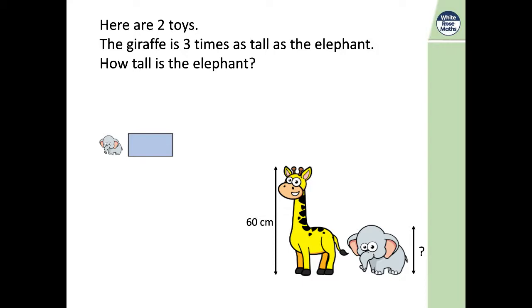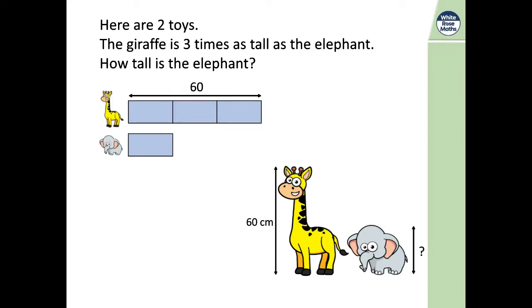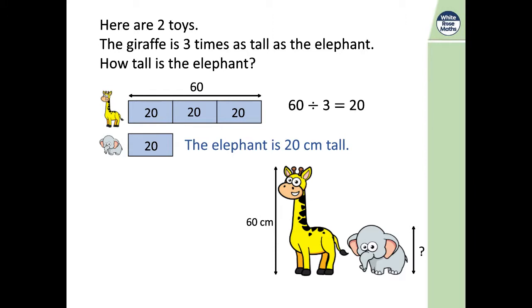Let's put it as a bar model to help us. So we've got our elephant here and our giraffe is 3 times as big. We know the giraffe is 60 centimetres, so we're going to use our division skills and divide 60 by 3. So it's a total of 60 and that becomes 20 when we divide it by 3. So each of the boxes is 20. So how tall is the elephant? 20. Good. And you get an extra point if you said 20 centimetres. So the elephant is 20 centimetres tall.